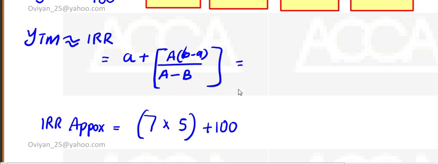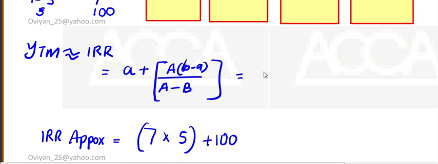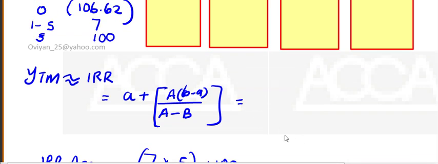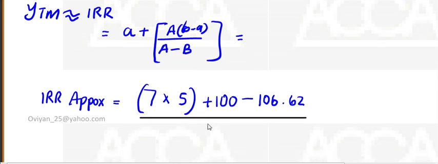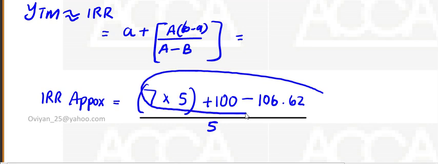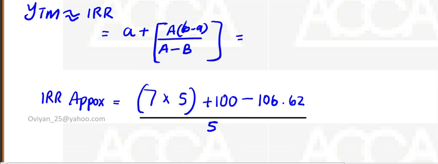Now to get 135, I have to make an investment today, which is 106.62. We're going to divide this by 5 to get a profit. Notice this is actually my profit for 5 years in total. So when I divide by 5, I get the average profit per annum.